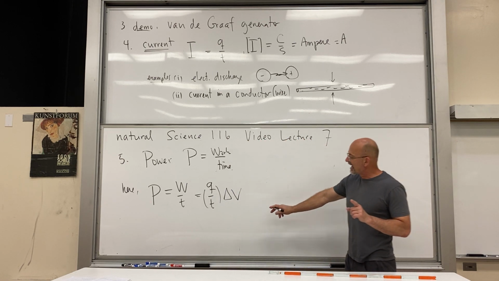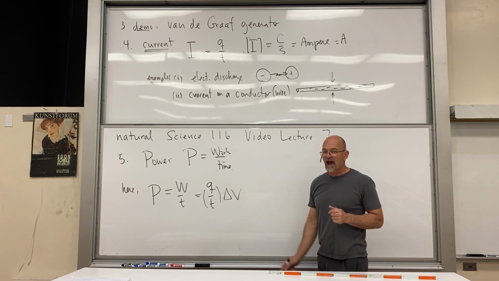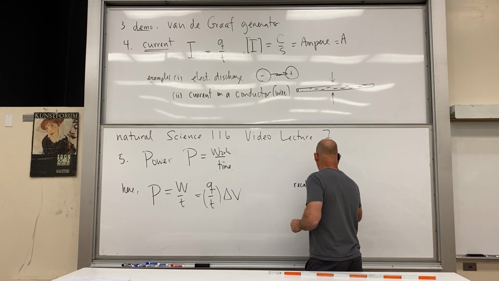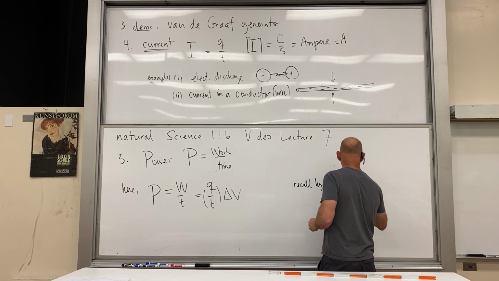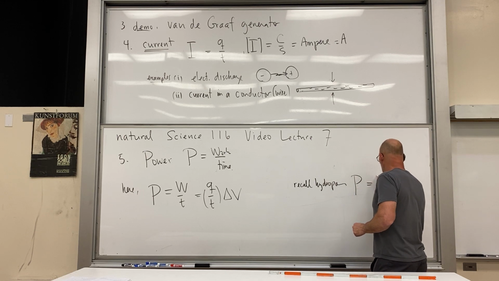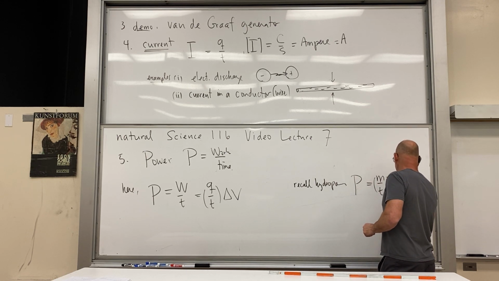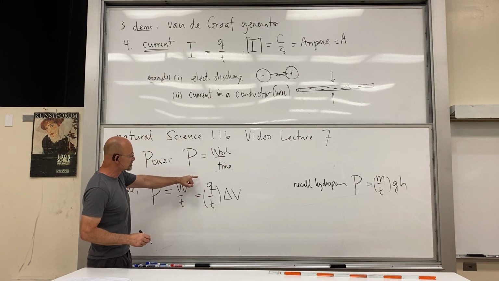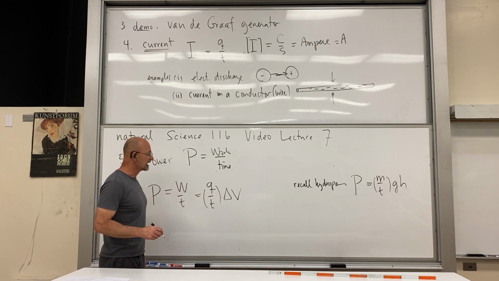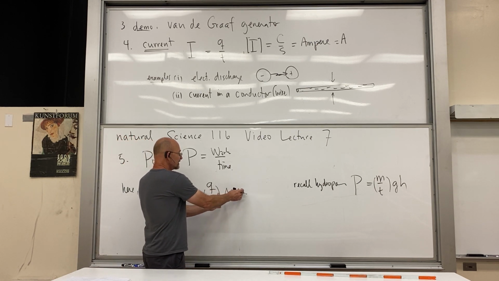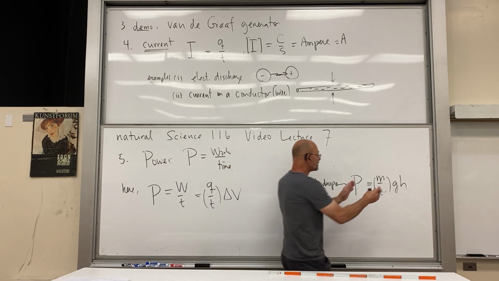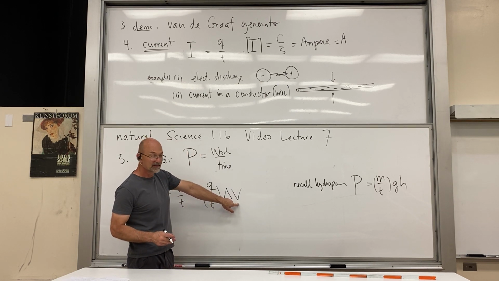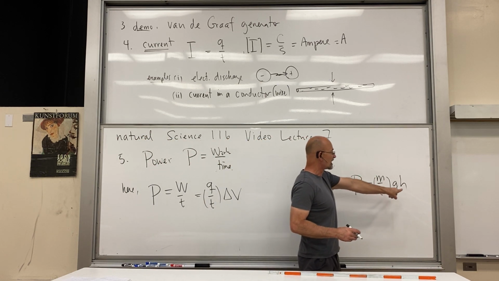And I drew your attention last time to the fact that this is just like our hydropower formula. So I'm going to put here, recall hydropower. There we had P was M over T, okay, so now we have Q over T. It's not mass transport, it's charge over time, delta V. And so we can see the potential difference is what this delta V is called, corresponds to the elevation difference. We even refer to this as a potential drop, corresponds to the elevation difference in hydropower.